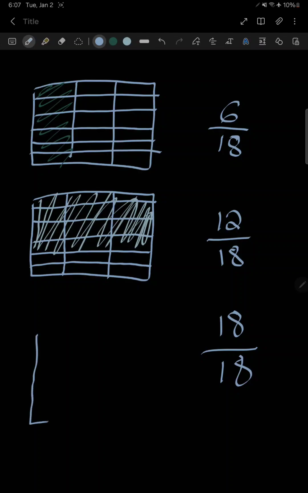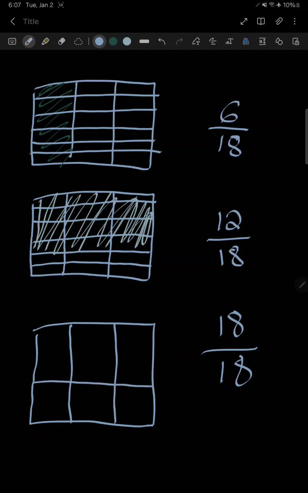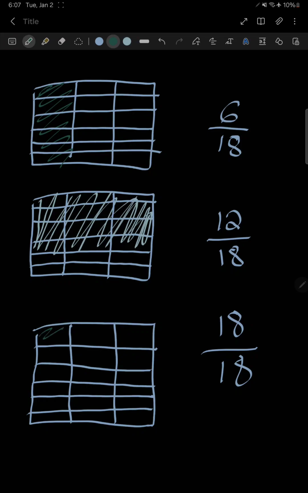So in this one, when we draw our model to show those, I'm going to go ahead and do my third lines down. I'm going to show the answer. Then there is my 18ths. I'm going to go ahead and shade in 12 first. So 1, 2, 3, 4, 5, 6, 7, 8, 9, 10, 11, 12. And then I'm going to add on those 6 right here. 1, 2, 3, 4, 5, 6.